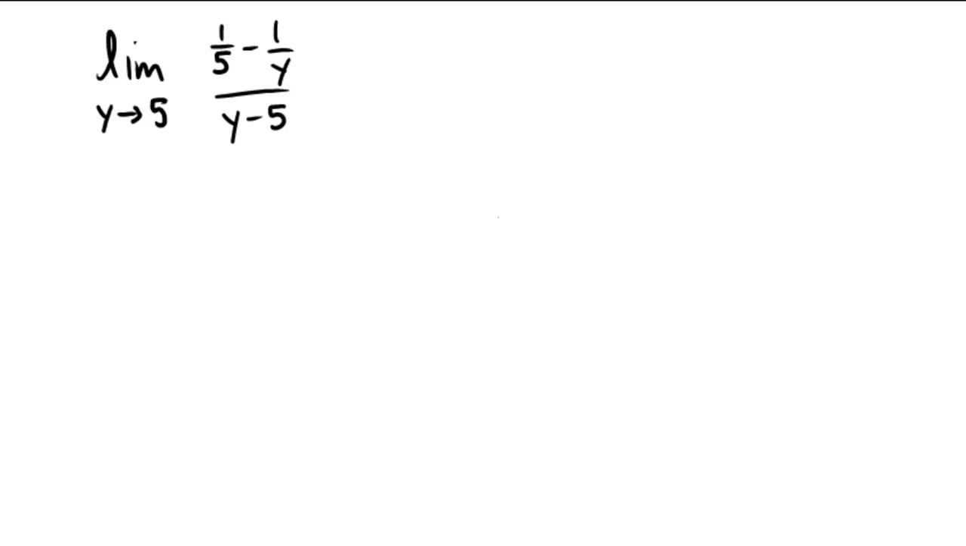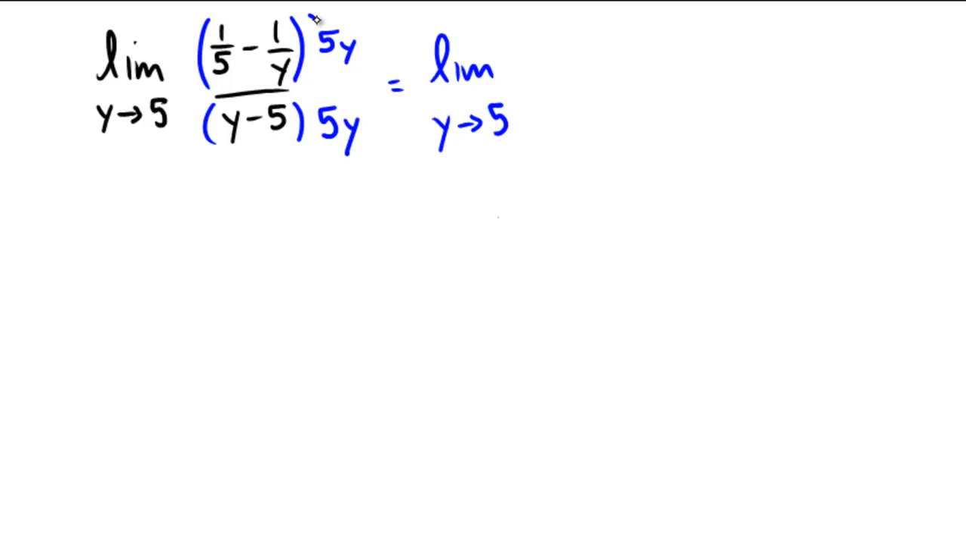Okay, assuming you paused the video and gave it a shot here, let's try to do it together. This time I am going to multiply top and bottom by something. I'm going to multiply them both by 5y. This gives me a convenient way of simplifying. So now we have a limit as y approaches 5. In the numerator, 5y times 1/5 is y. 5y times 1 over y is 5, so there we have a y minus 5. And then in the bottom, we already had a y minus 5, and we introduced a 5 and a y.